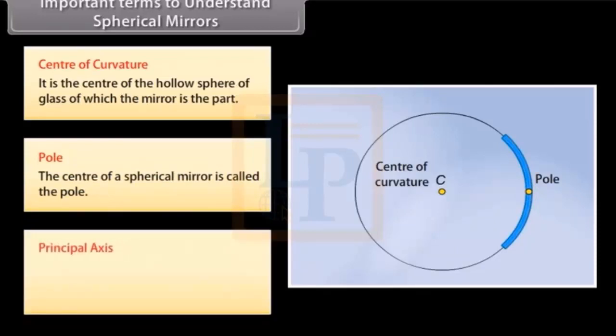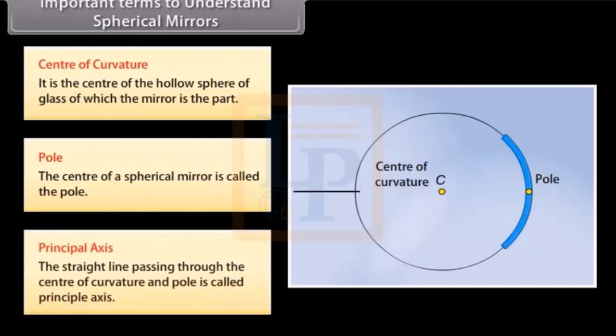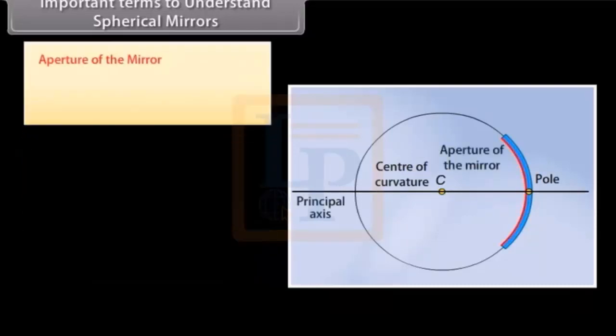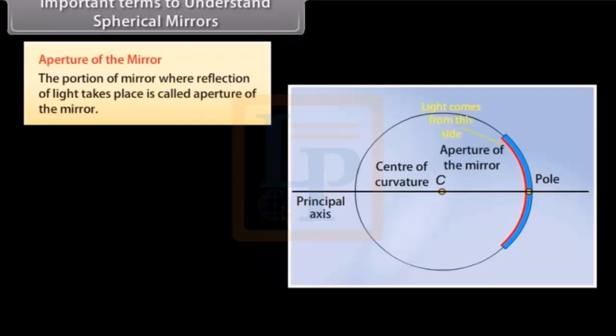Principal axis. The straight line passing through the center of curvature and pole is called the principal axis. Aperture of the mirror. The portion of the mirror where reflection of light takes place is called the aperture of the mirror.